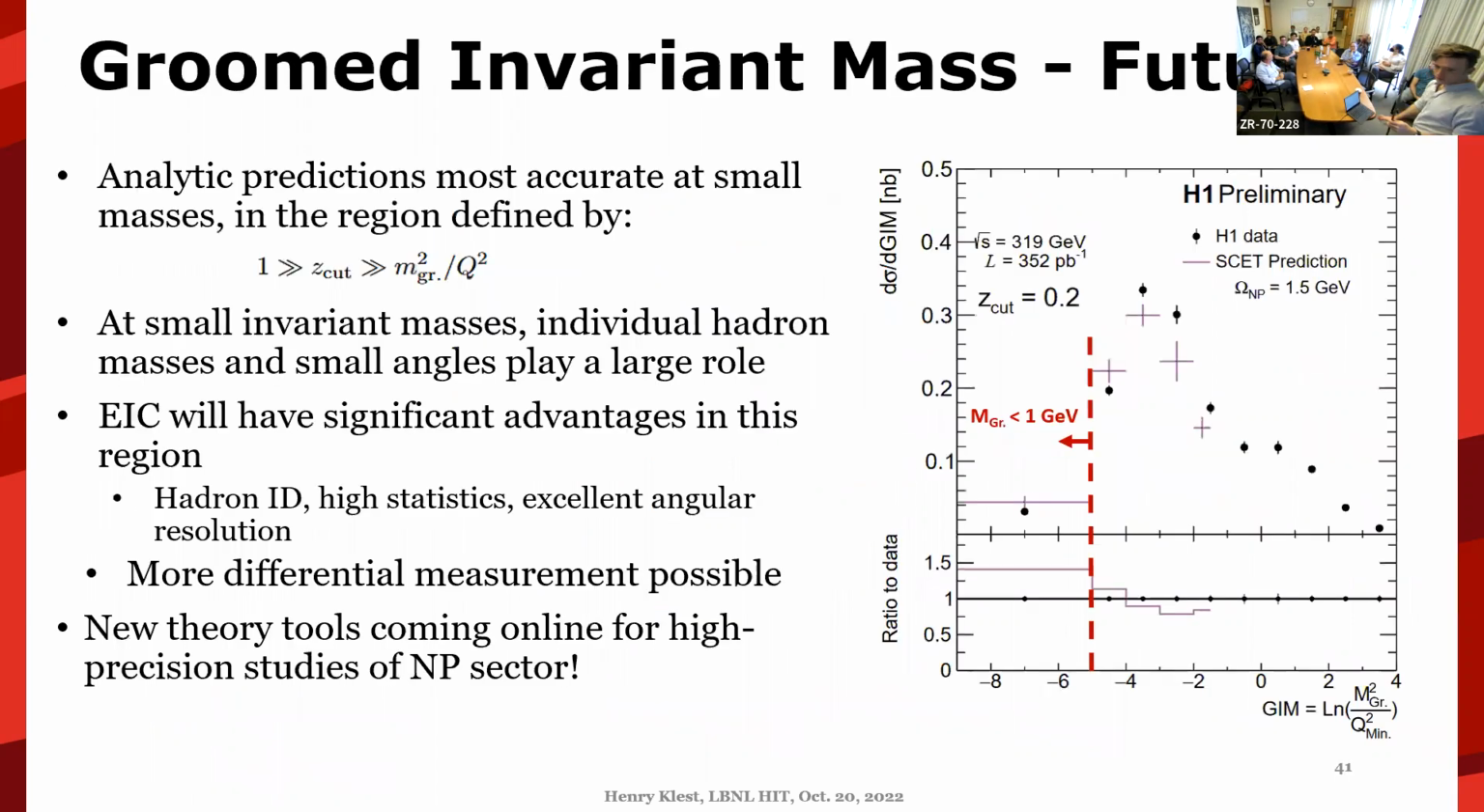Okay, sure. And with regard to this specific prediction, there are kind of two different regions, quote unquote, described by this prediction. Where you're the most precise is where 1 is much, much greater than z cut, which is much, much greater than the mass over Q squared, which is really only the very, very low mass region at our attainable values of Q squared.